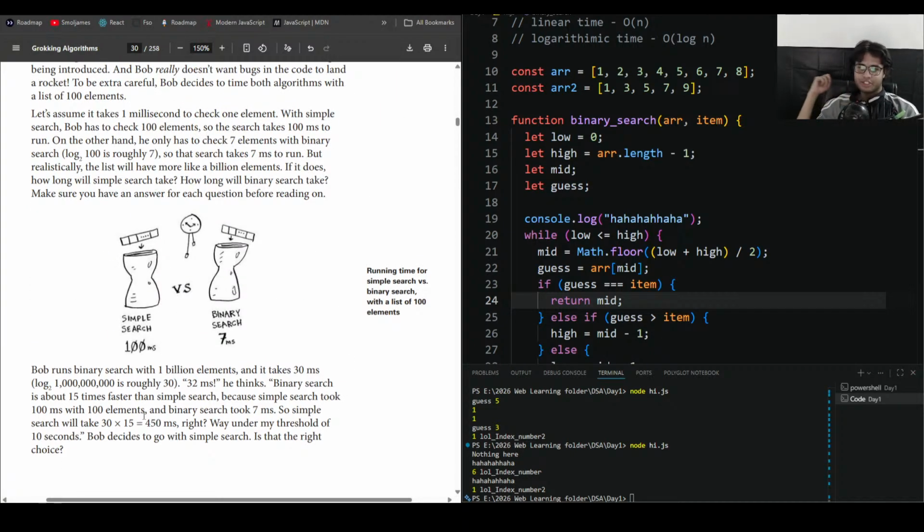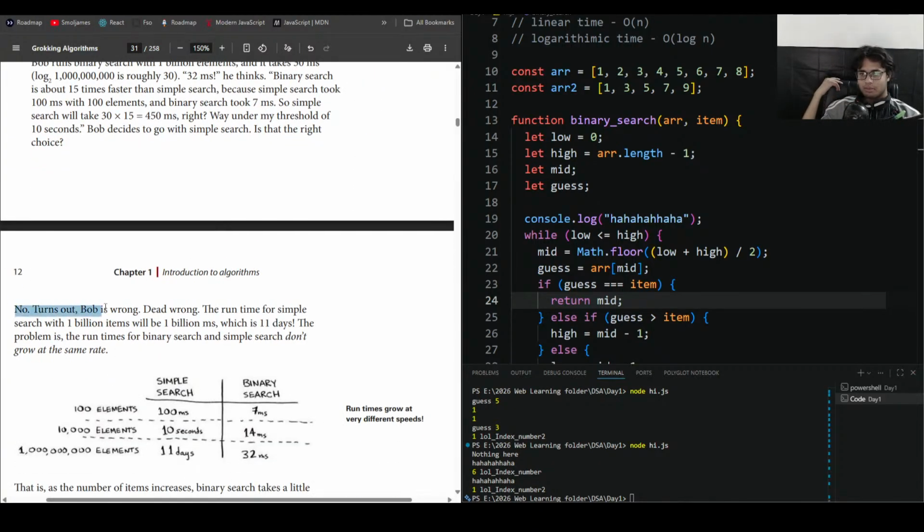Is it the right choice? No. No. Isn't it gonna take like 1 billion milliseconds?